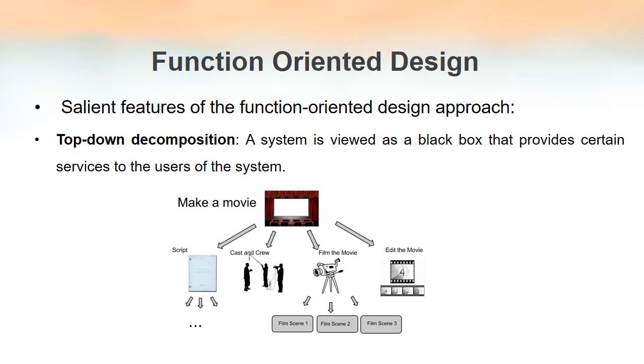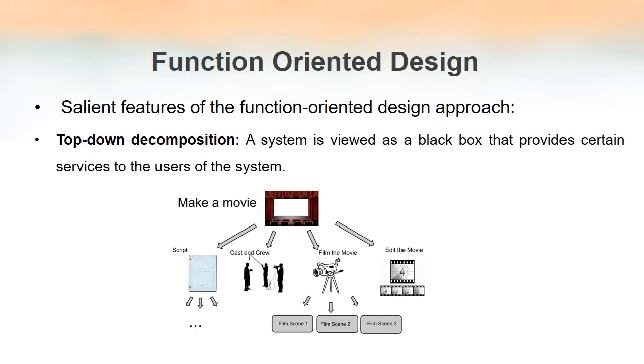What are the different features of this function-oriented design? That is what we are going to explain next. The first feature of this design is top-down decomposition. We can take any example. In this slide, the example is given as the making of a movie. There are two ways in which we can view the making of a movie.